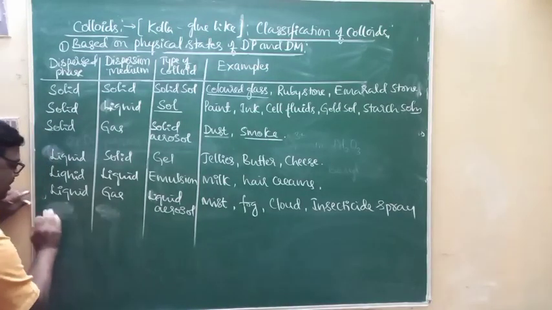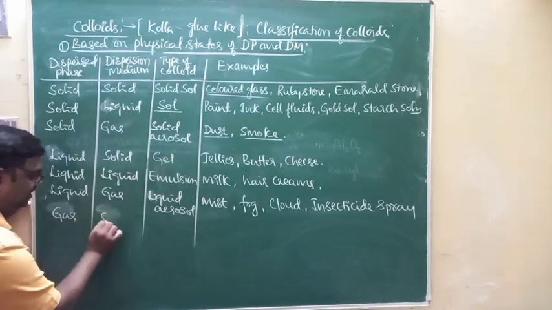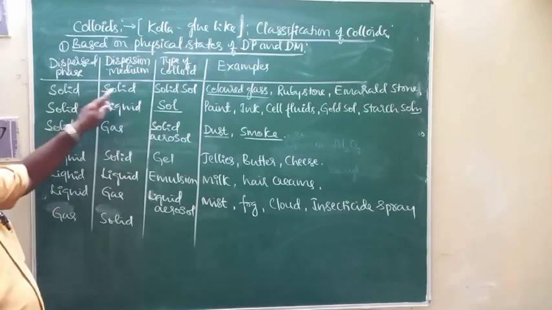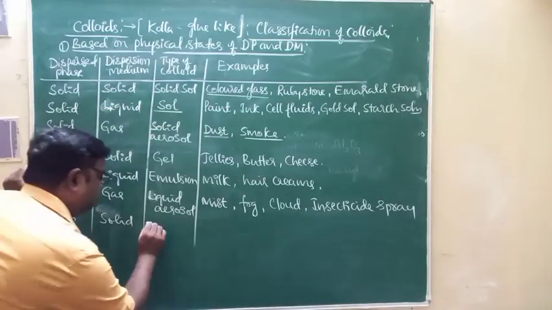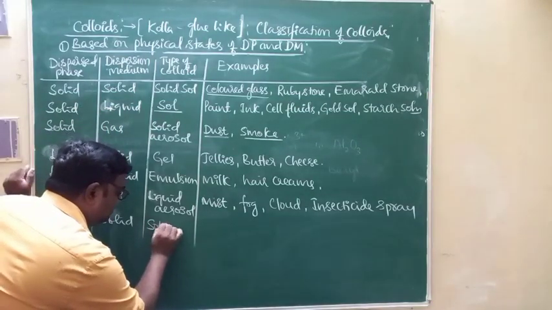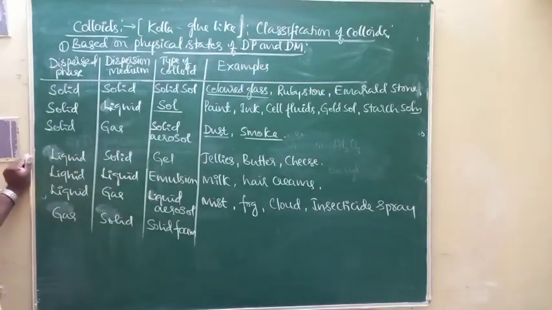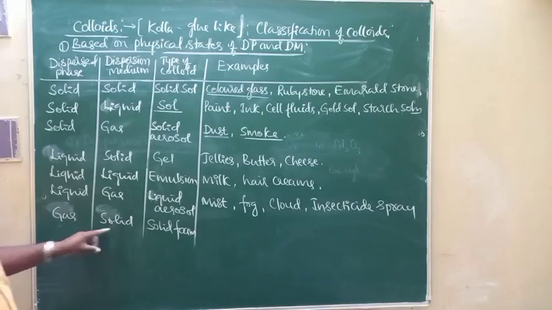And of course, the seventh one will be gas in solid type. This is one more type of colloidal system, and we call it solid foam. The type of colloid will be solid foam. Gas is the dispersed phase, solid is the dispersion medium.